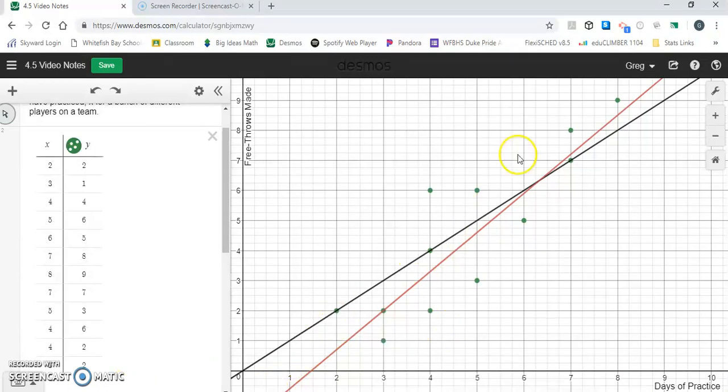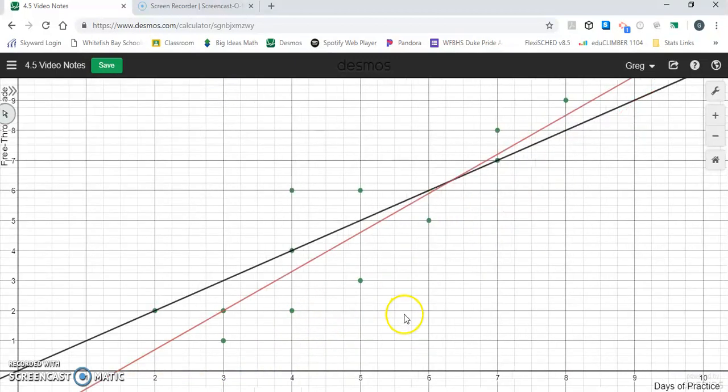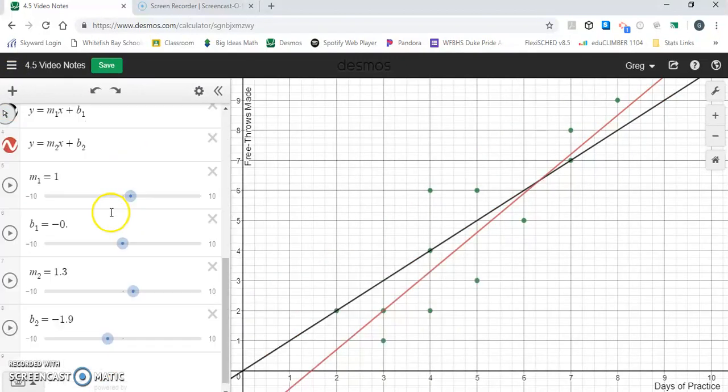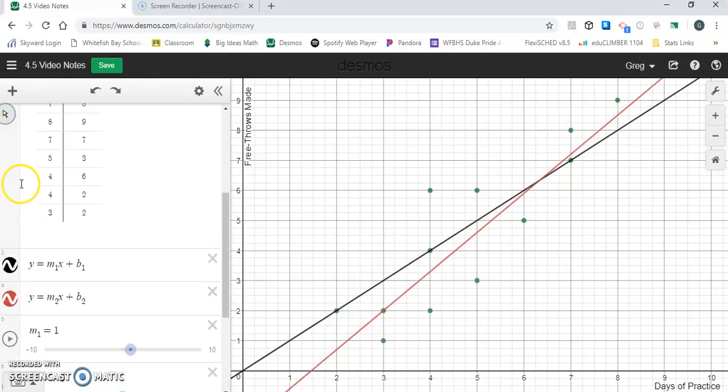Well, I can use my line of best fit to predict that. So for instance, if I just use the red one, just because I said before the red one is better, just randomly, so I'm just going to use the red one.